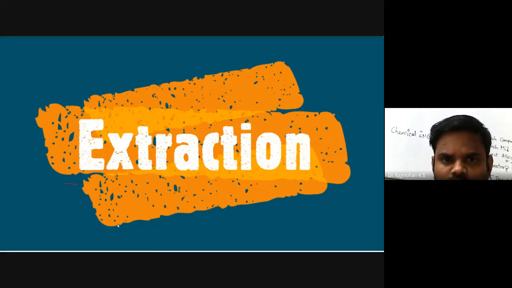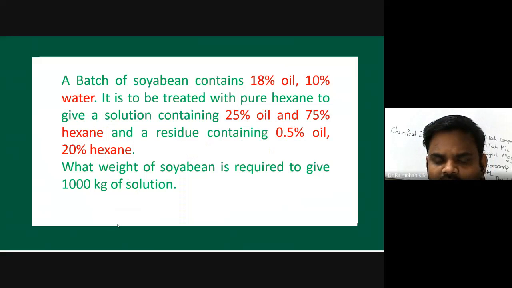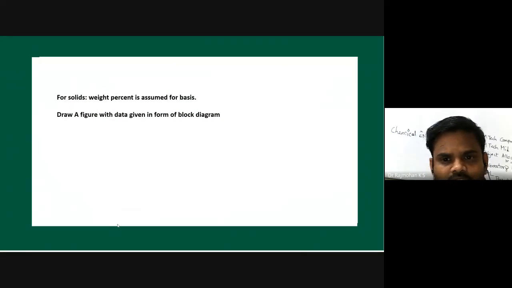In any unit operation, two things we should do. If it is a solid, we have to consider weight percentage. For liquids and solids, we will consider the percentage given as weight percentage. For gases, we will consider it to be mole percentage if it is not mentioned, but if it is specifically mentioned, the same thing we have to make use of. Also we have to draw a figure with the data given in the form of a block diagram, right? So the same thing we are going to do in this numerical also.